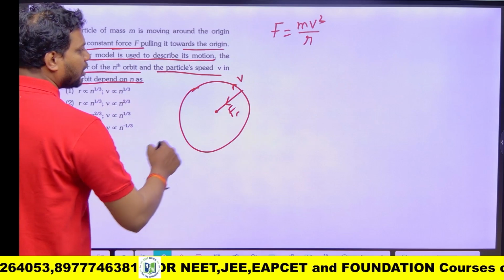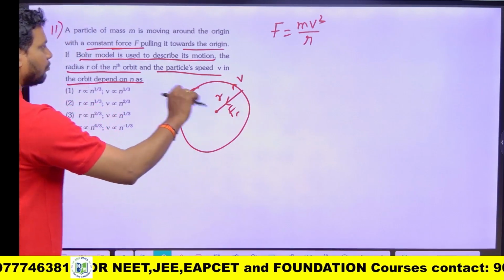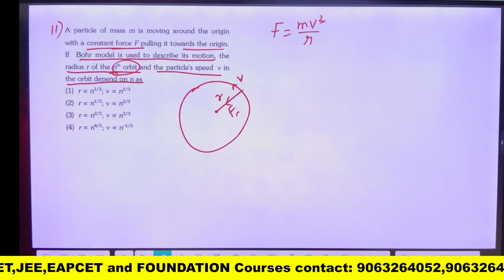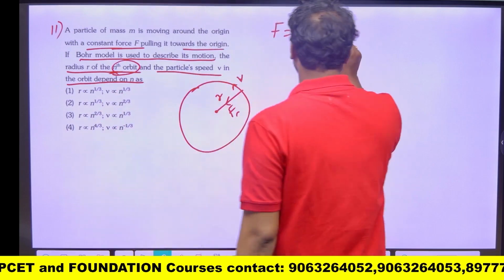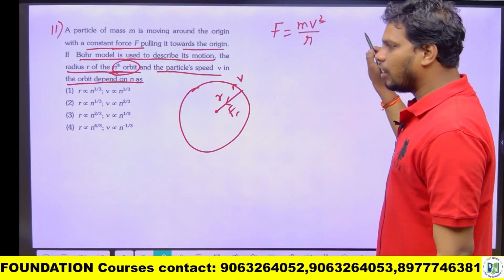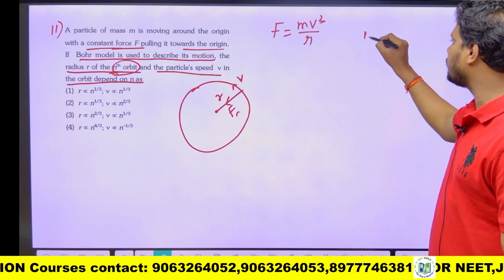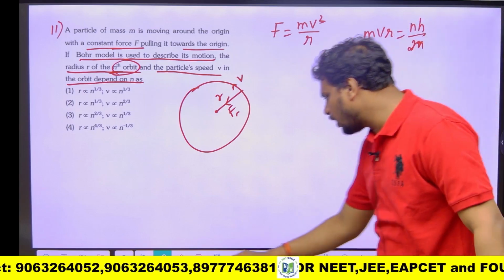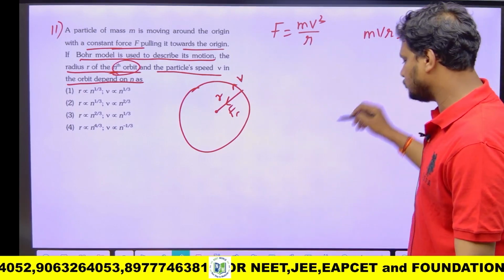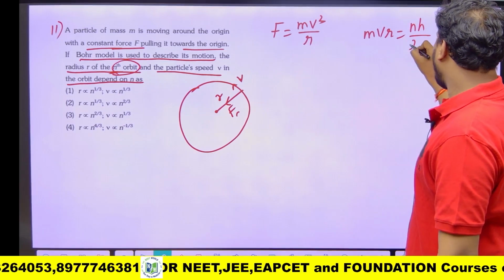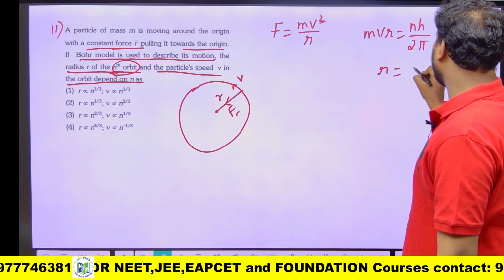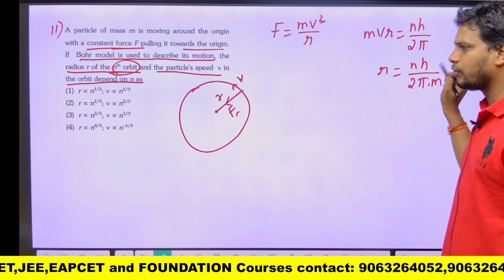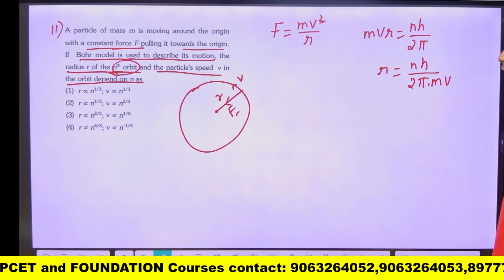Now we have to find the relation between the radius and the nth orbit, and the velocity and the nth orbit. For that, I will use the quantization principle. According to Bohr's second postulate, the quantization principle, mvr is equal to nh by 2 pi. From that, I'll write the r value. So r is equal to nh by 2 pi mv.